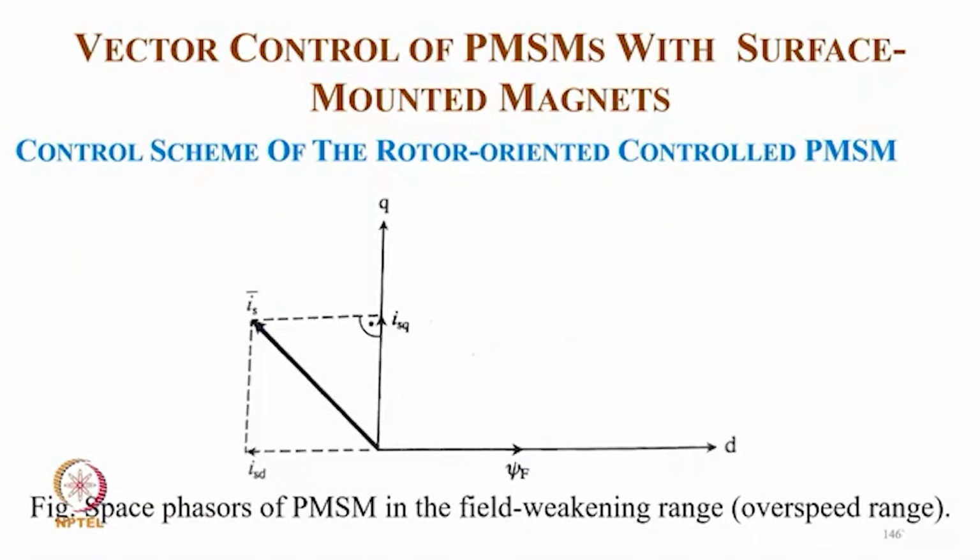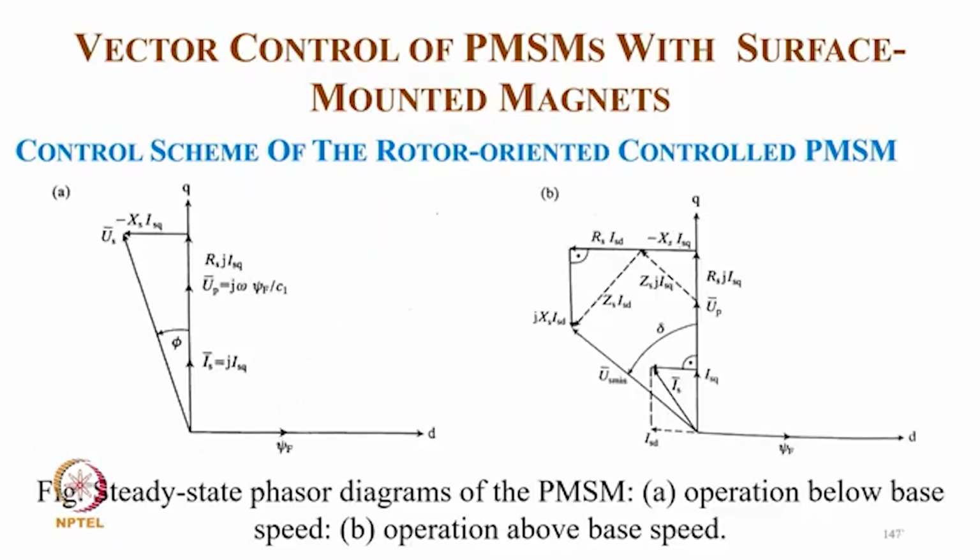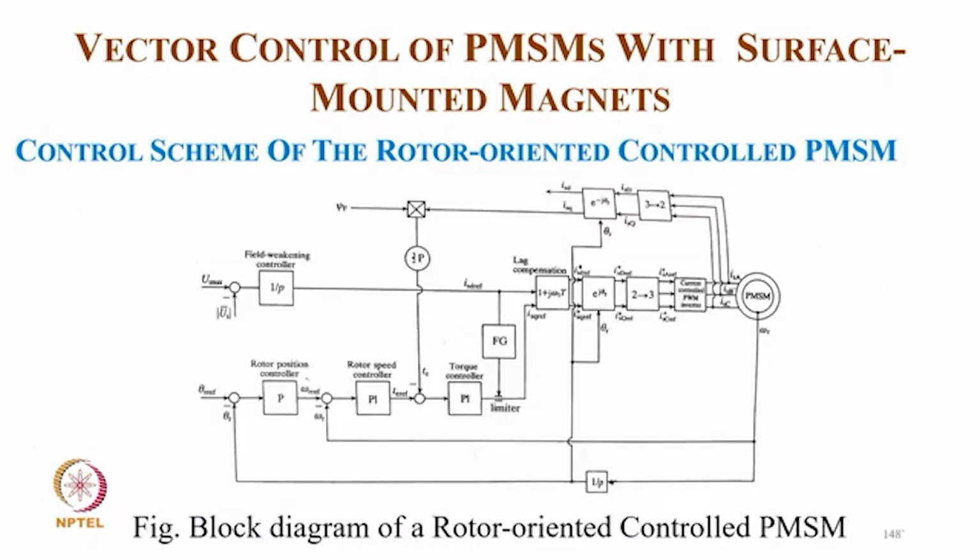And then the space phasor of the PM machine in the field weakening region, in the upper speed range where the Id is introduced, and then the phasor diagram of operation below the base speed in the first case, and the operation above the base speed with the field weakening. Now there is a block diagram of rotor oriented control of PMSM, where we typically have a position control; the rotor position controller gives a reference speed, we have feedback speed, and then we have the rotor speed controller that gives the reference torque.